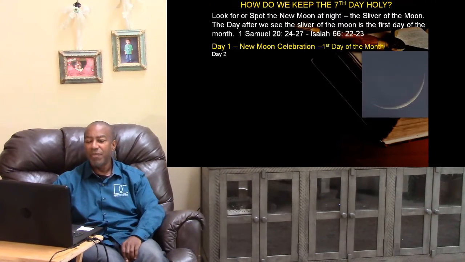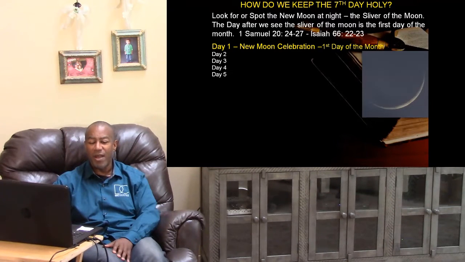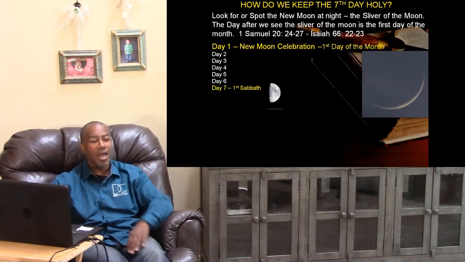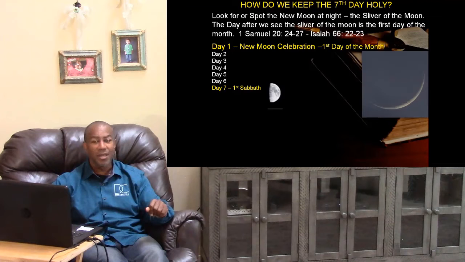So it works like this. You spot the new moon, and then you just start to count. Count day one, day two, day three, four, five, six, seven. And the seventh day, if you go outside tonight, you'll see the moon. It'll be a one half a moon. That's God's calendar. God made His calendar in the sun, moon, and stars for signs, seasons, days, and years, just like He says He did in the Bible.